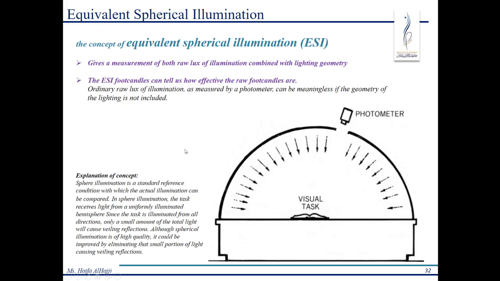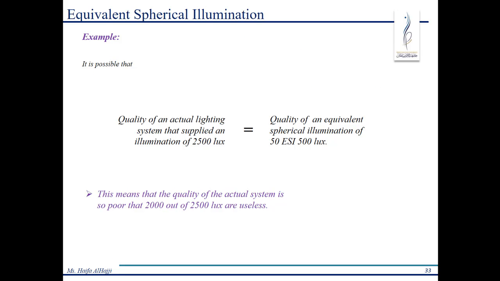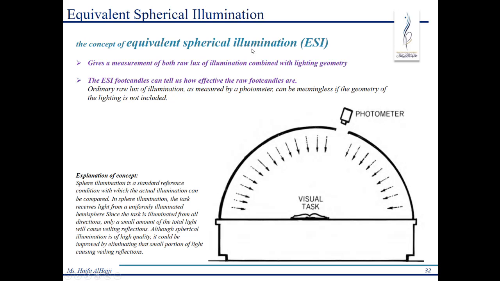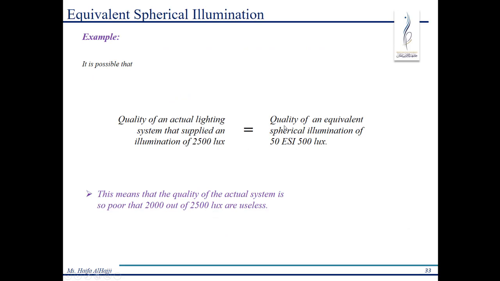For example, as we can see in here, we're not going to learn how to measure the equivalent spherical illumination, but you need to know that if you're illuminating an object with 500 lux, it doesn't mean that you are actually achieving a high quality. You need to take into consideration veiling reflection issues. For example, here it's telling you that a lighting system supplying 2500 lux can give you the same quality of spherical illumination as a light source of 500 lux.